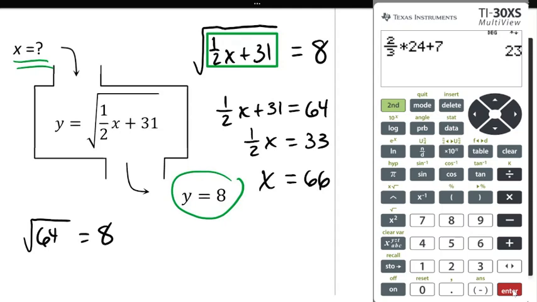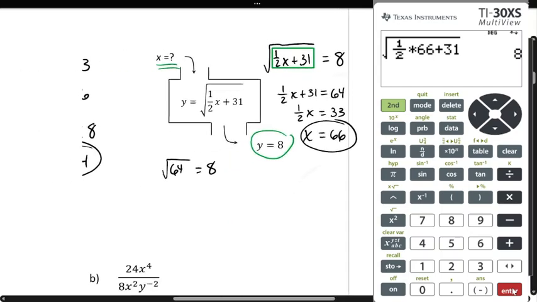Before I move on, I'm going to check that on my calculator. So I'm going to go ahead and grab the square root template, second, and then I'm going to come down here to squaring. You can see right above it's the square root. Inside of here, I'm going to look at 1/2. I'm going to multiply 1/2 times the number 66. Oops, I should probably put times 66. And then I'm going to add to that an additional 31. And when I do it, I get exactly the number 8. That thing inside became 64, and then the square root of it gave me 8. So x is, without a doubt, the number 66. All right, let's move on.